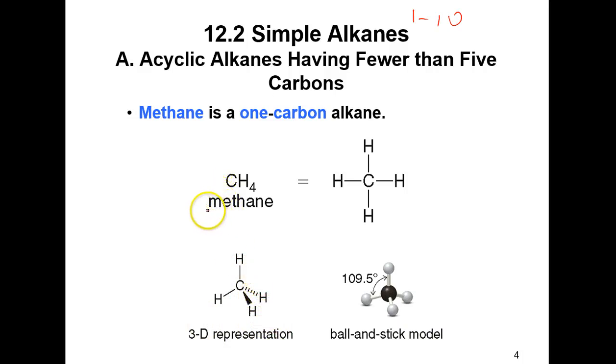Meth is the prefix for a 1 carbon molecule. If you have a molecule with 1 carbon, it doesn't matter if I have an OH here or a Cl or Br or nitrogens or a double bond to oxygen. If it's 1 carbon, the name is going to have meth as the prefix, and then the ending will change depending on what type of group I have on it. In this case they're alkanes, so there you go.